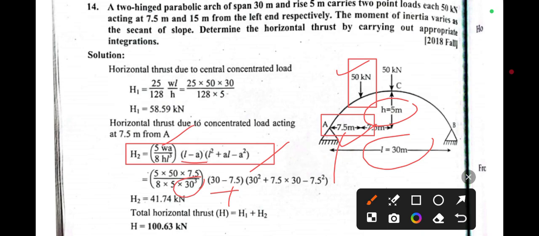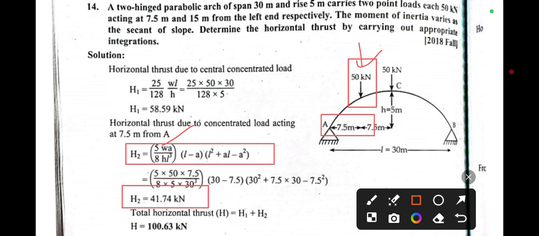So after calculating all the values, you get horizontal thrust due to this point load, that is 41.74 kilonewton. So this is the horizontal thrust that acts due to this 50 kilonewton point load acting at 7.5 meter. And we have also calculated another, H1, that is 58.59 kilonewton. This horizontal thrust acts due to the force of this 50 kilonewton. So individually we have calculated two different thrusts, that is H1 and H2.